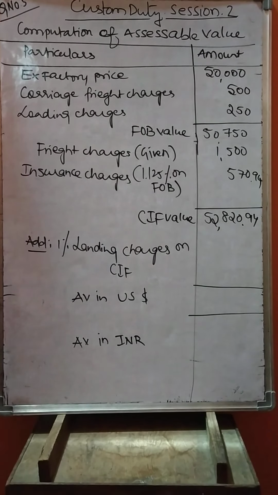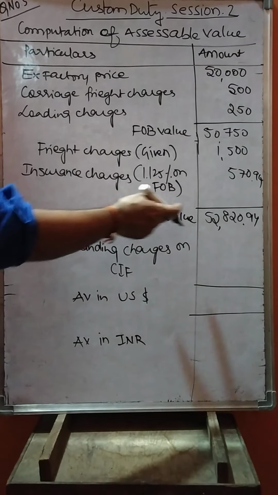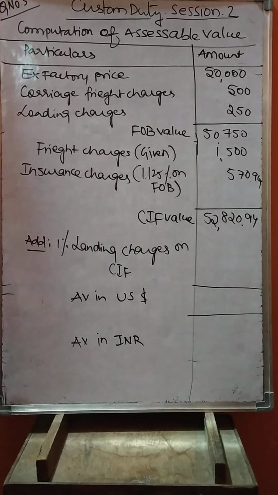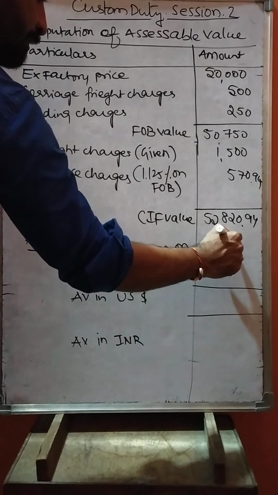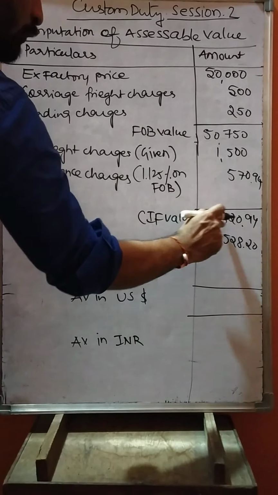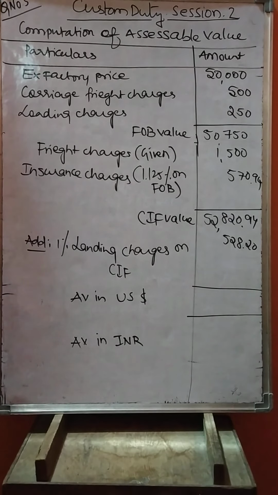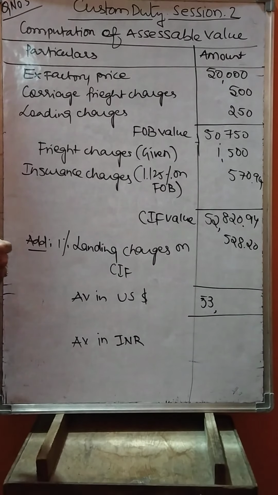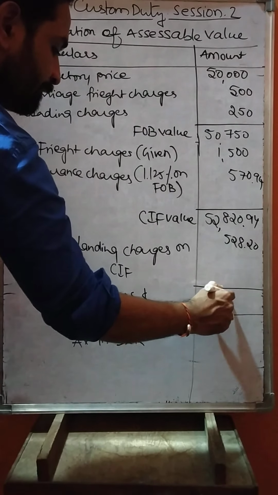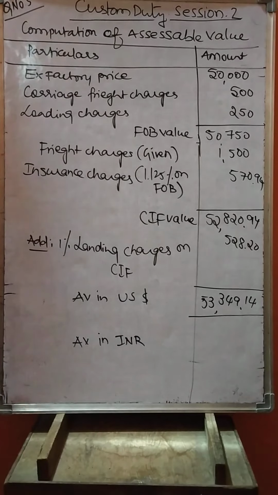Whether it is given or not given, we need to consider the value. 1% landing charges on CIF value, 52,820 at the rate of 1% comes to 528.20. Then after adding this we will arrive at 53,349.14. This is the assessable value in US dollar.